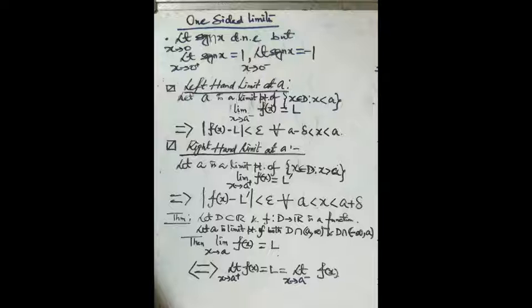Similarly, if A is a limit point of the set where x is greater than A, then the limit as x tends to A plus of f(x) equals L prime. That means the right hand limit is L prime. That means the difference |f(x) minus L prime| should be less than some arbitrary positive epsilon for all A less than x less than A plus delta. So for given epsilon there exists a positive delta. So these are the ideas of left hand limit and right hand limit for a function at a given point.